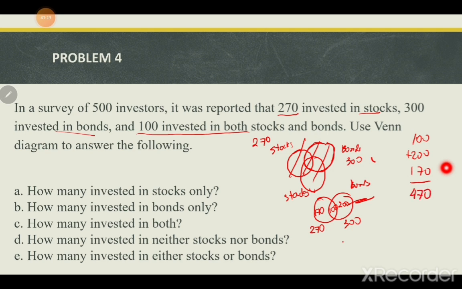Yan. So, 500 minus 470 is that may 30 tayong hindi nag-invest sa bonds or stocks.